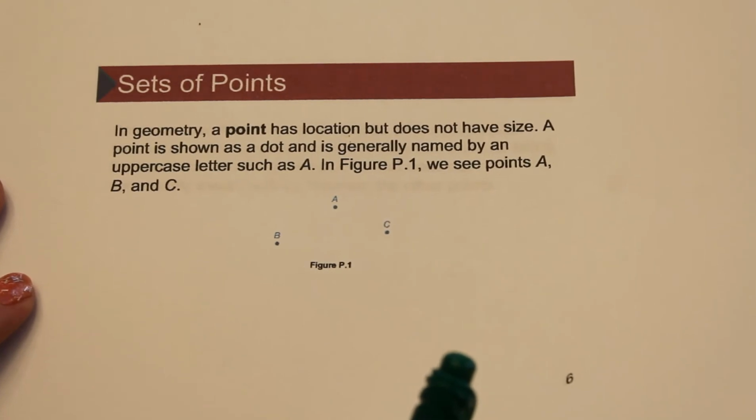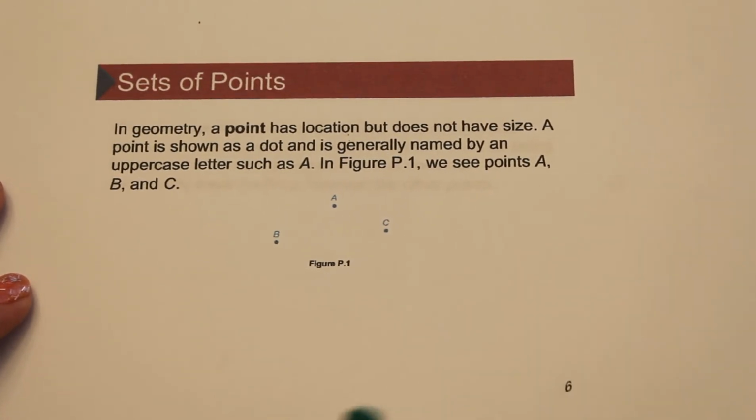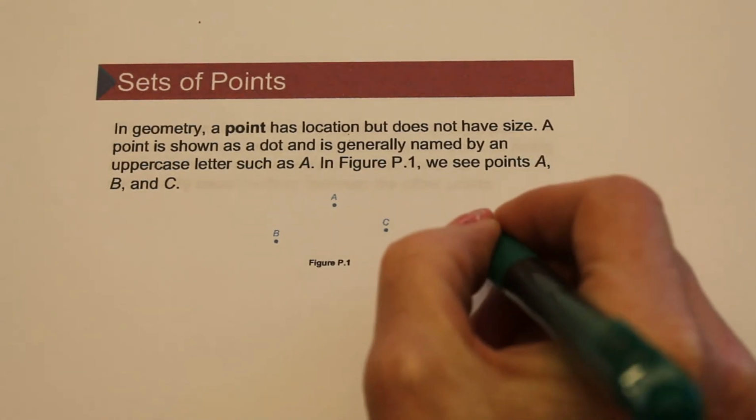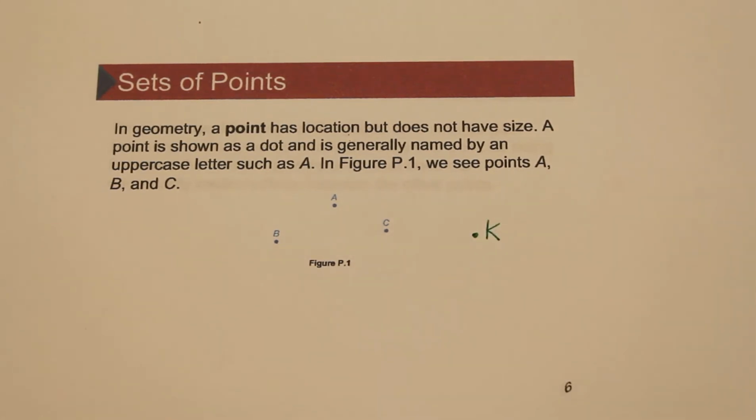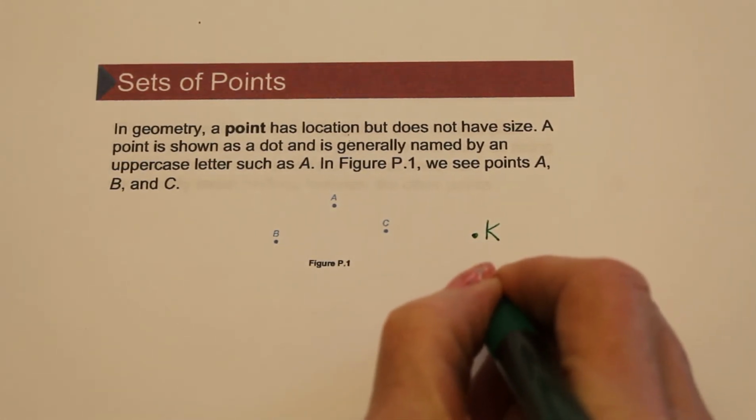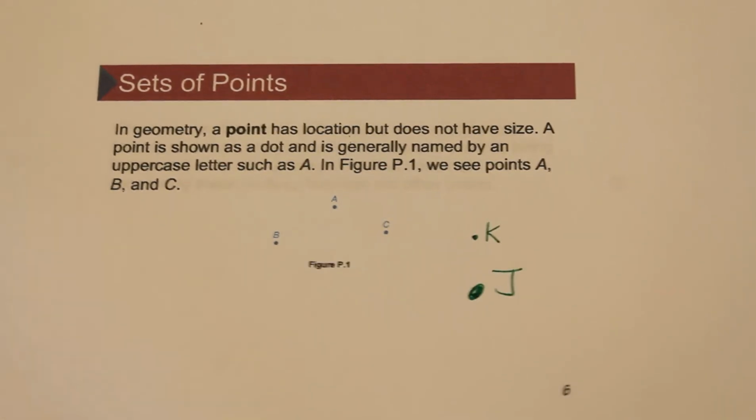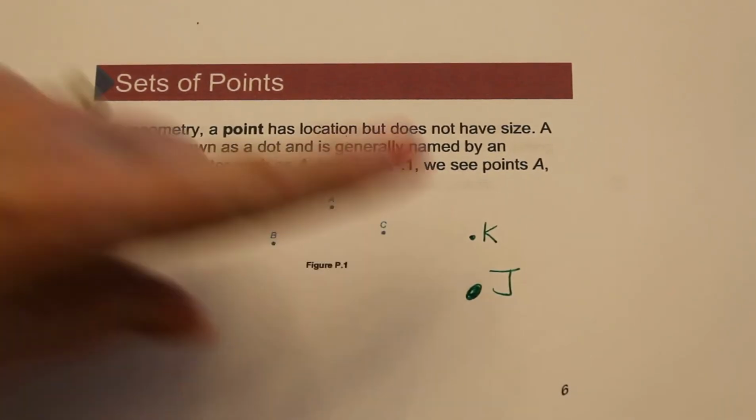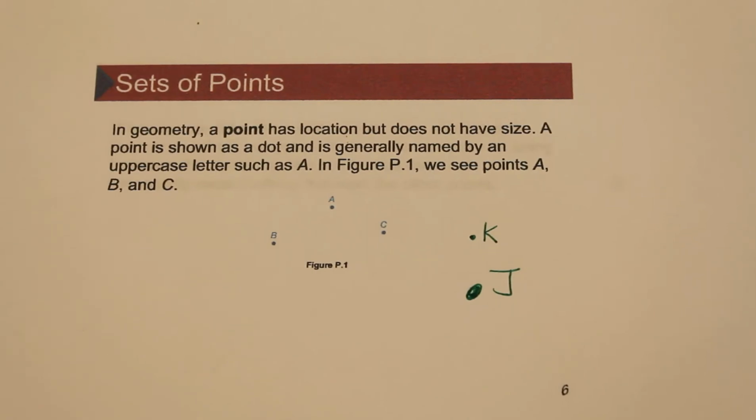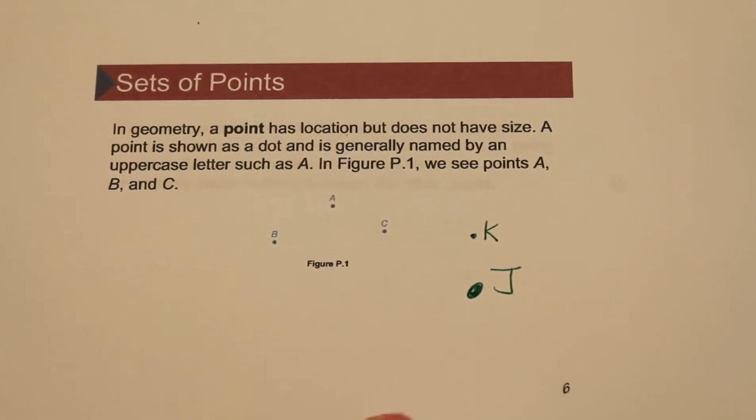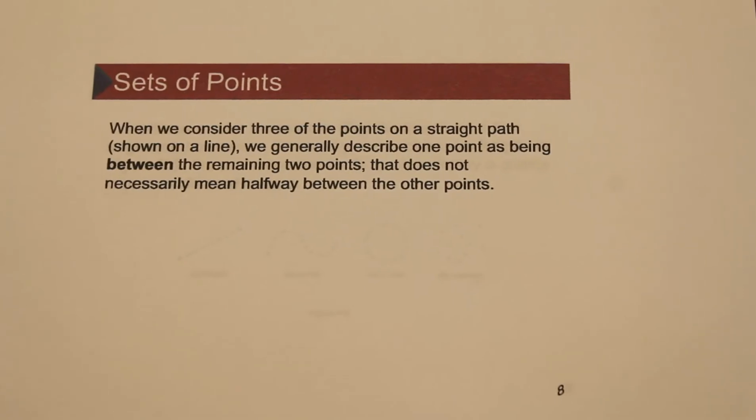Now let's talk about sets of points. A point is a location. It does not have a size, but a point name is an uppercase letter. So here's the point K. Try to make your points kind of small, but there's a point J. There is no concept that J is bigger than K. A point does not have a size. It just has a location. But we're going to represent our points with uppercase letters.